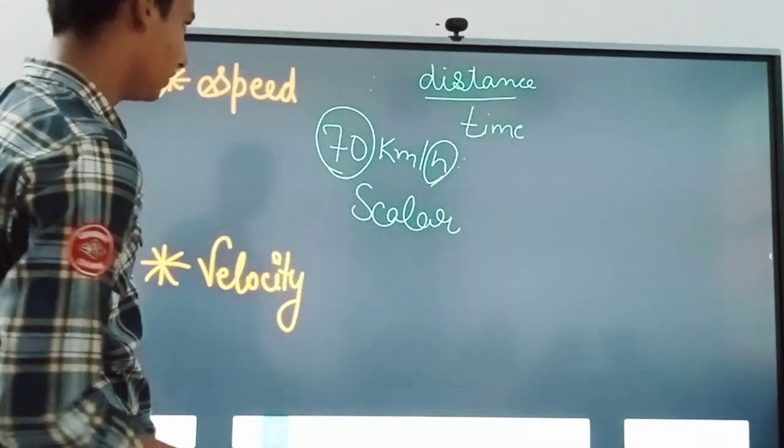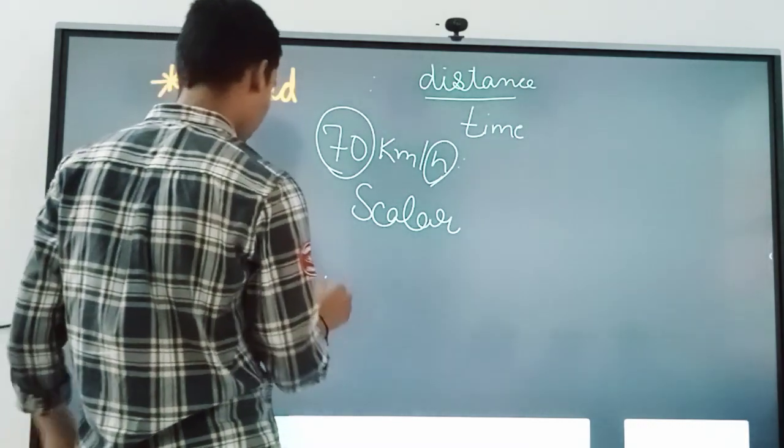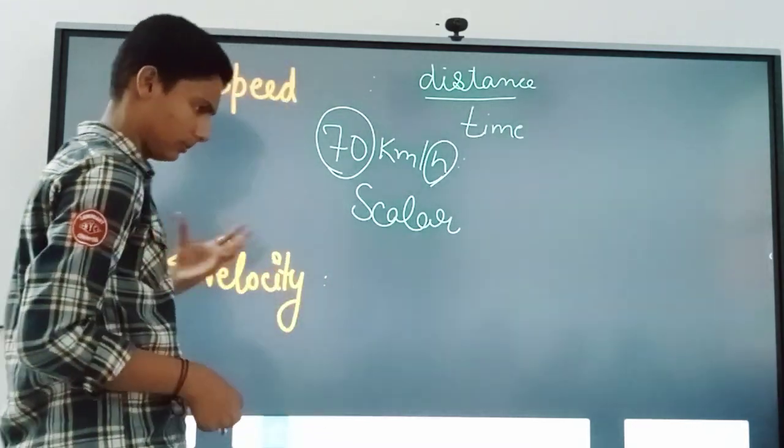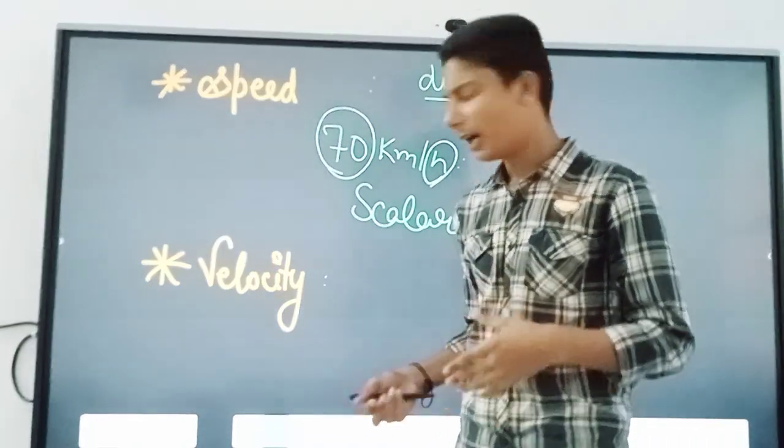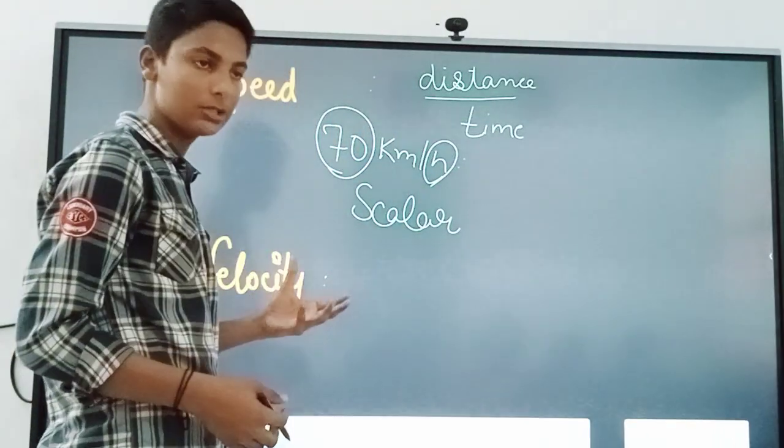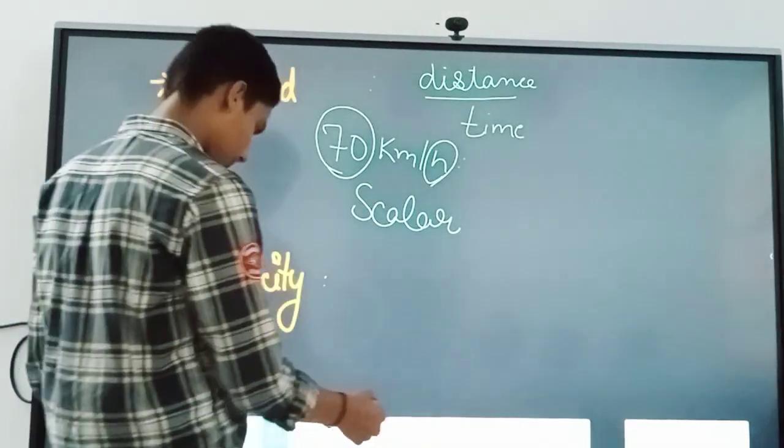Now next is velocity. Velocity is a vector quantity, as it has a direction as well as magnitude.